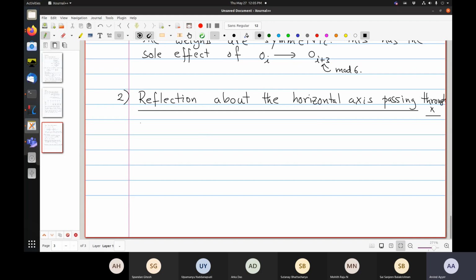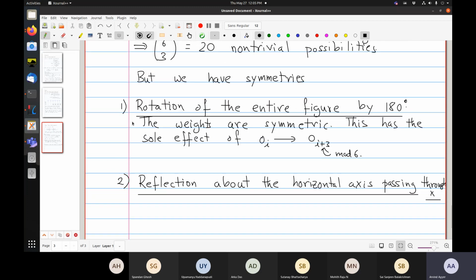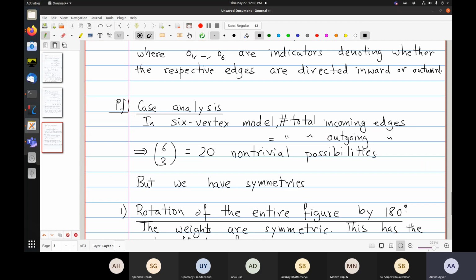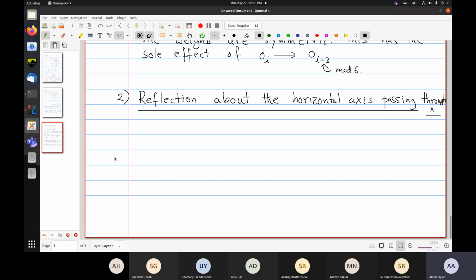So this has the effect of X going to X bar, as I said, Y going to Z bar, and Z going to Y bar. Okay, but it does more.